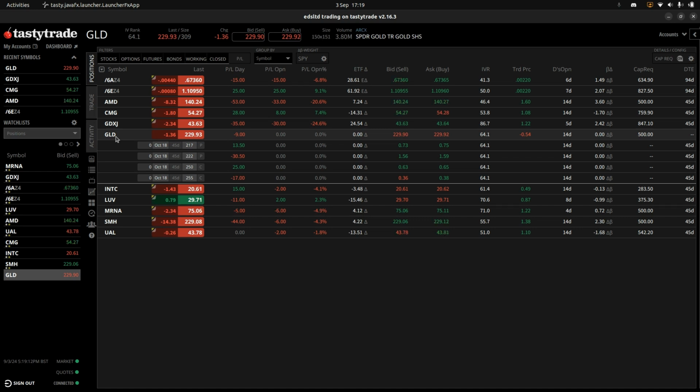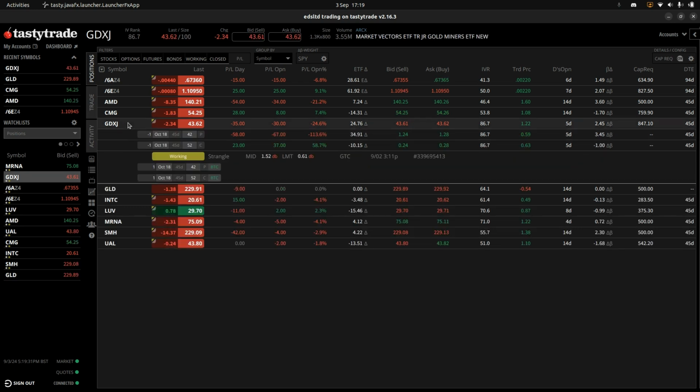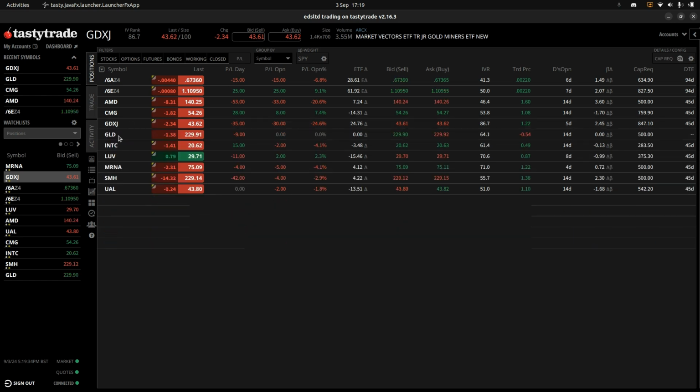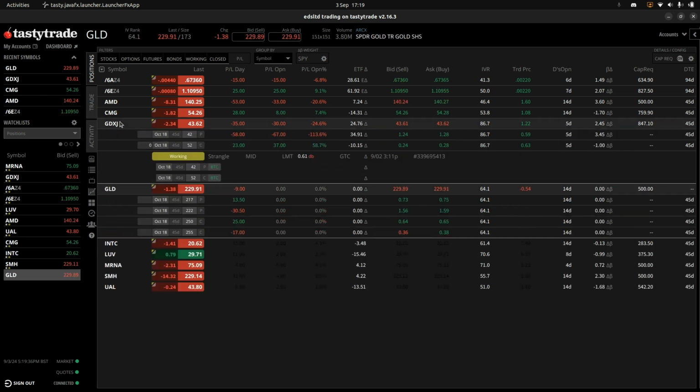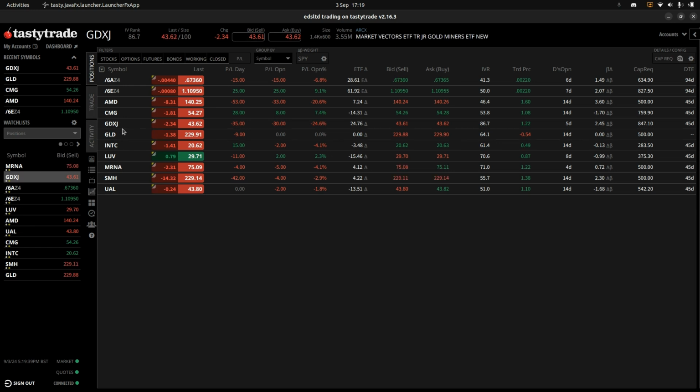So we did close GLD. That was more of a proactive adjustment to the portfolio as opposed to just following the mechanics. But GLD was a beautiful position. It still is, to be fair. We just needed to free up some buying power, and because we've already got a strangle on GDXJ, if I had to pick between an iron condor and a strangle, I'm always going to go with the strangle. So that's what we did with the GLD earlier on.